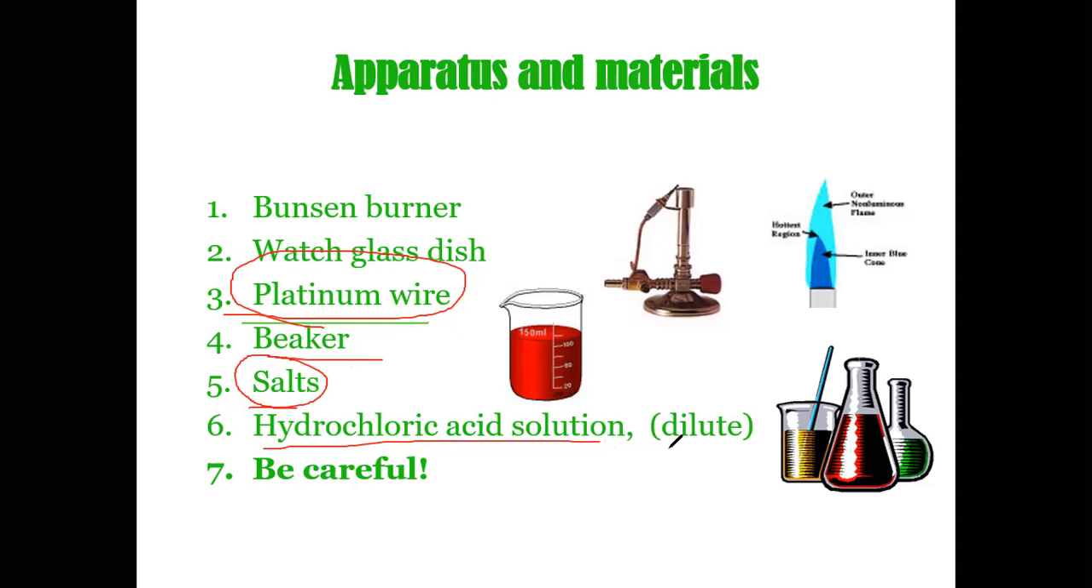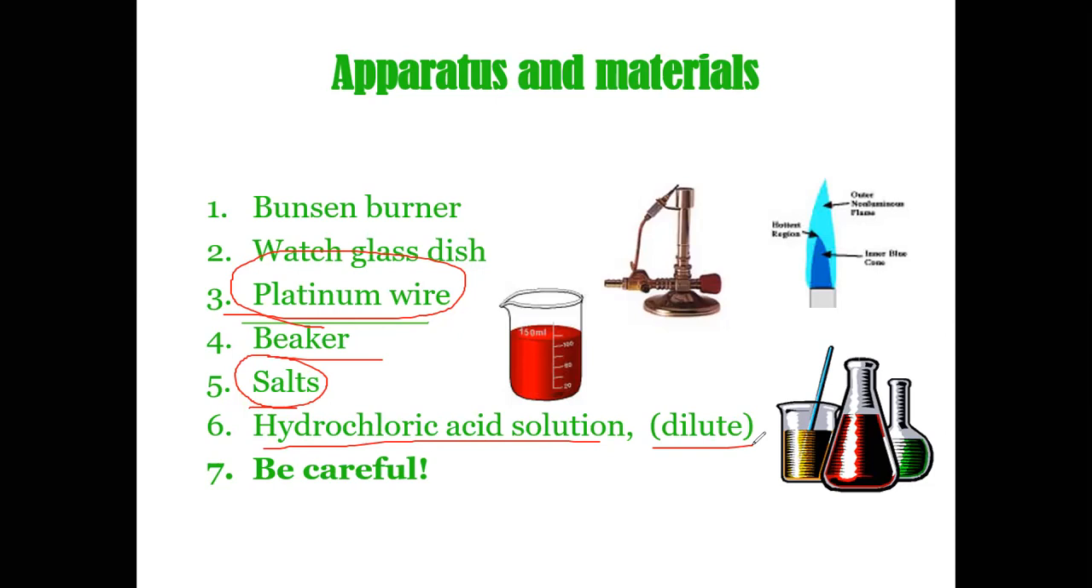Hydrochloric acid, diluted. Why will hydrochloric acid be used? It has two clear purposes. One, hydrochloric acid will be used to make a solution of the particular compound which we are going to analyze. And second, hydrochloric acid is used to clean the platinum ware, because we are going to use the same platinum ware for all the compounds. We have different compounds, but only one platinum ware. That's why it needs to be cleaned to remove any contamination.